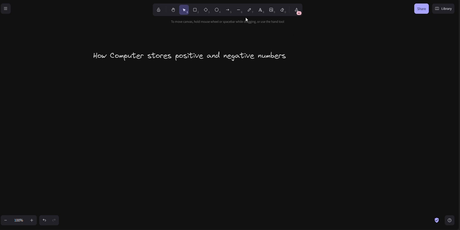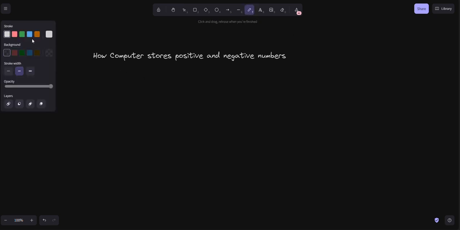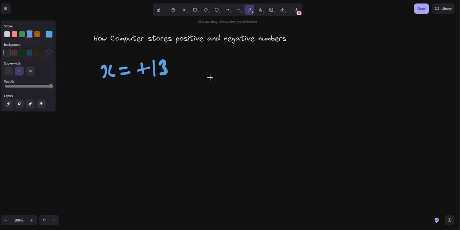Let's say again I am taking x. Let's say we want to store plus 13, or just 13, which means plus only. How is this stored? As I told you, this is stored in 32 bits. So first, second, third, till 32. After 28 bits you will get 1101.